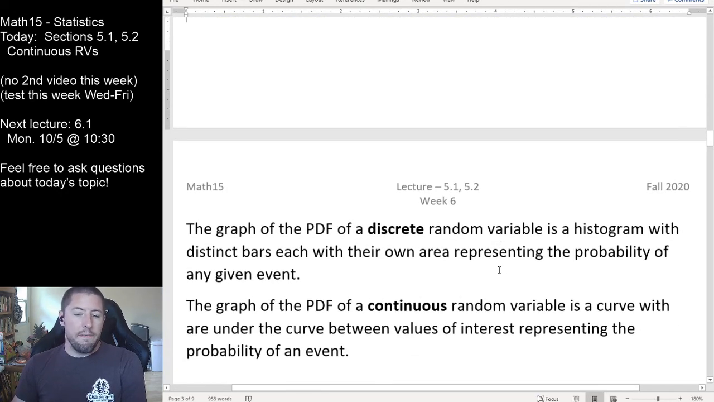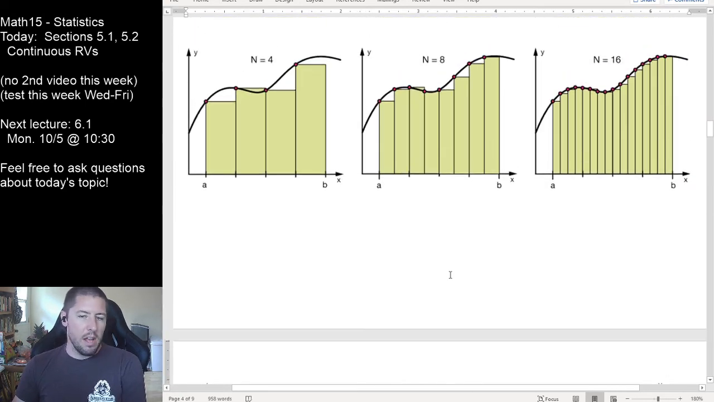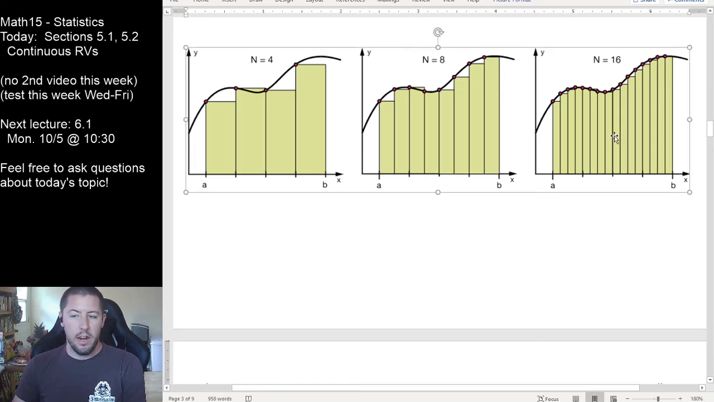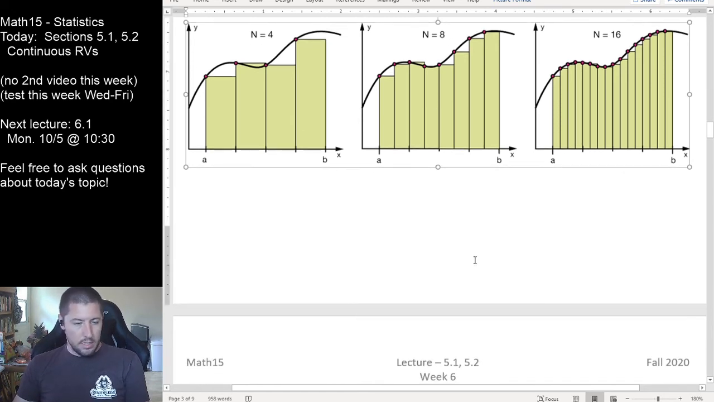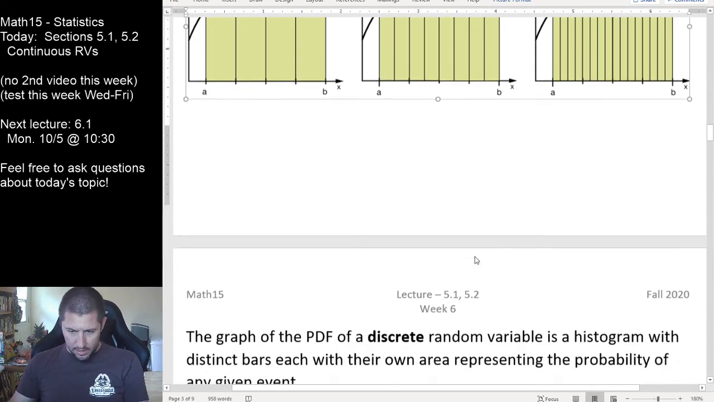So a graph of a PDF, a graph of the probability distribution of a discrete random variable, is a histogram. It has distinct bars for each of their own outcomes with their own areas representing the probability of a given event. That's all this stuff right here. This is our discrete outcomes, and even this one over here on the right, even though this is getting very, very close to being more sensibly a continuous graph right there, we can see the individual bars and the height of each of the bars, and we can compute the individual areas of rectangles.